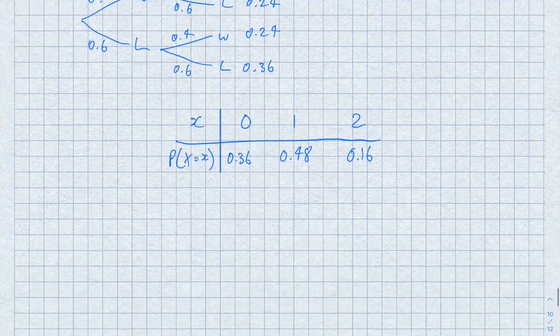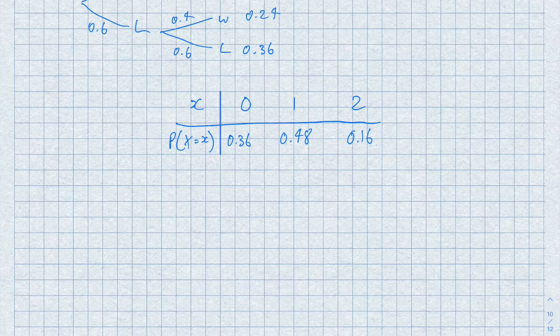So our expected number of wins, or the expected value, is 0 times 0.36 plus 1 times 0.48 plus 2 times 0.16. And that's equal to 0.8.